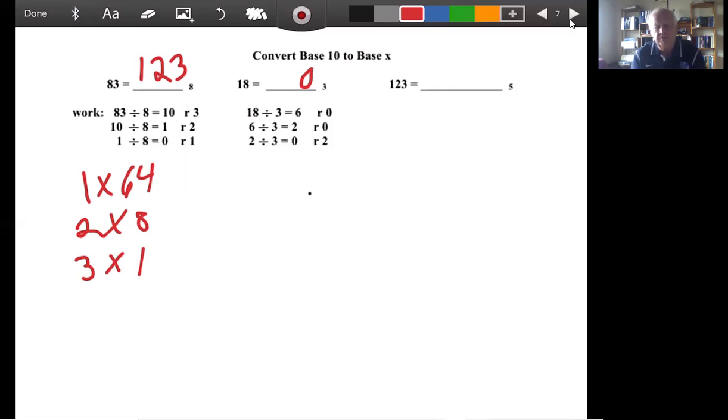And we have 6 divided by 3 equal to 2, remainder 0, so we'll put that one there. Then we have 2 divided by 3, which is 0, remainder 2, and so we'll put that one right there. And if you want to check that, you have 2 times 3 squared.